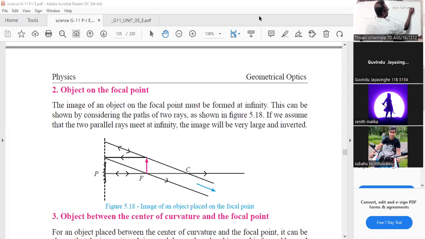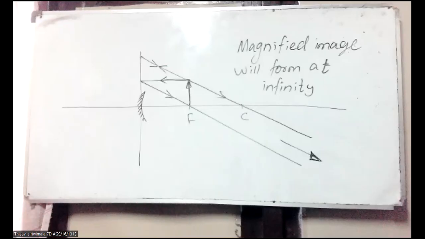Magnified image will form at infinity. Okay, check your diagram. You can check the diagram. If you have got something like this, then okay.